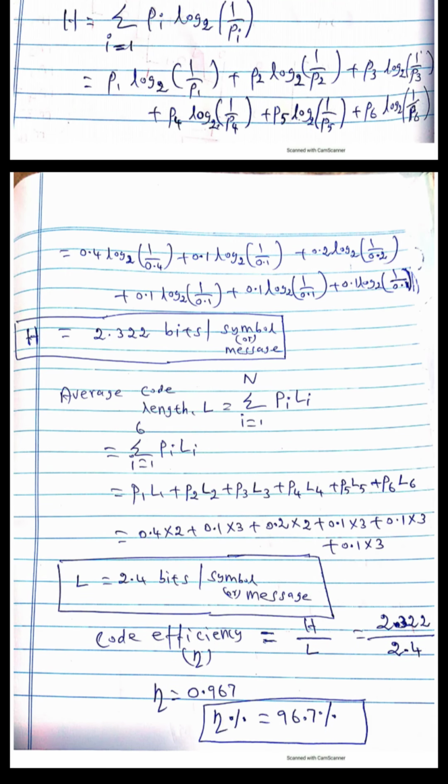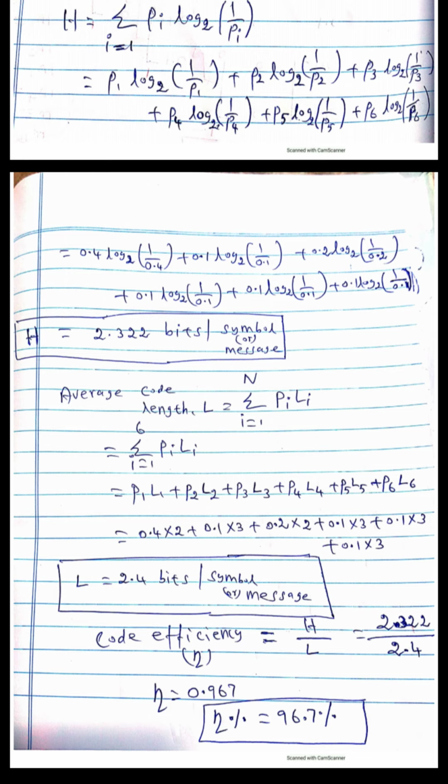Next I'm going to find the average code length, capital L, which is equal to the summation i equal to 1 to n of p_i into L_i. Now substitute the n value. Therefore summation i equal to 1 to 6 of p_i into L_i. Substituting the i values, we get p1 L1 plus p2 L2 plus p3 L3 and so on, plus p6 into L6. Now substitute the probability values and the corresponding code length of each probability. We get the final equation: L is equal to 2.4 bits per symbol or message. This is the average code length.